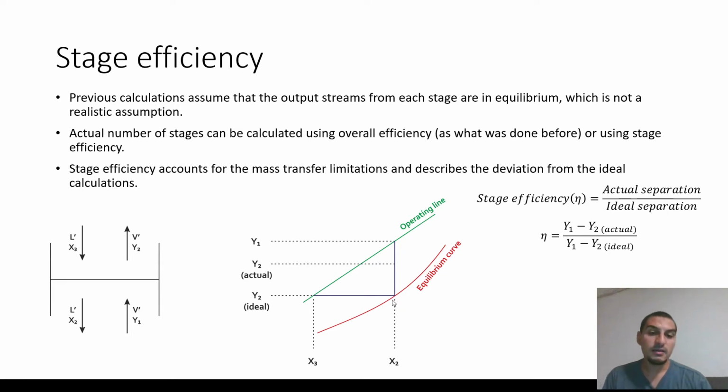y1 minus y2 ideal. Based on the information that we have, we can calculate the actual y2, because I know the efficiency of the stage, I know the value of y1, and I know y2 ideal, because this is what I can get from the equilibrium relation. So I can get all of these values, and from this I can calculate y2 actual, which is y1 minus the efficiency multiplied by the actual separation. So this is what we're gonna do when dealing with this new piece of information using Microsoft Excel.